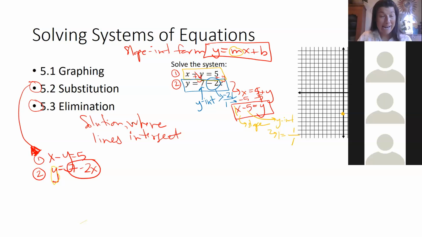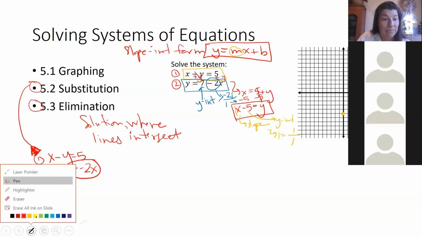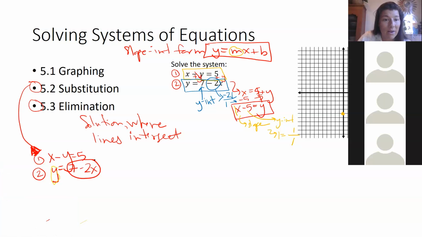So this is where the name of the method comes from. We're going to now substitute that value in for y where we see it in the other equation. And now we're going to rewrite our equation. So here we go. We have x minus our y value. Our y value is now 7 minus 2x. And because it has 2 terms, I have to put it in parentheses.